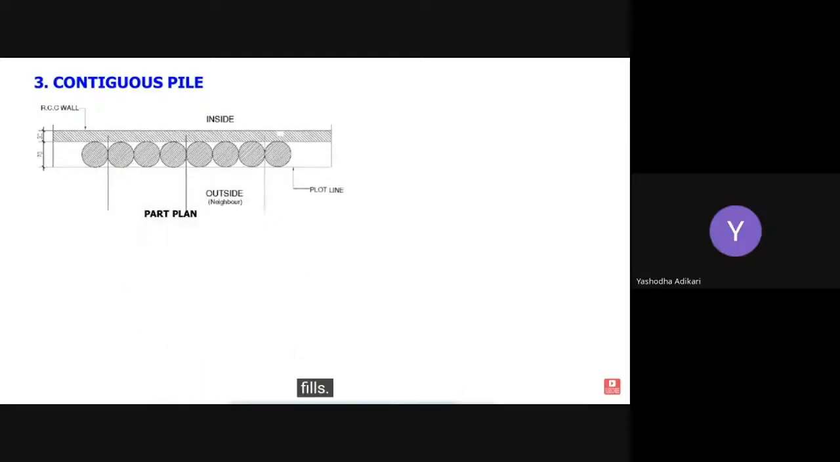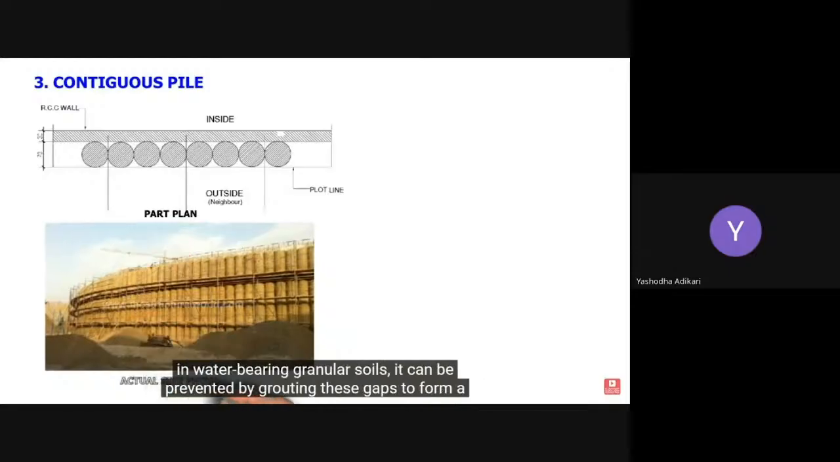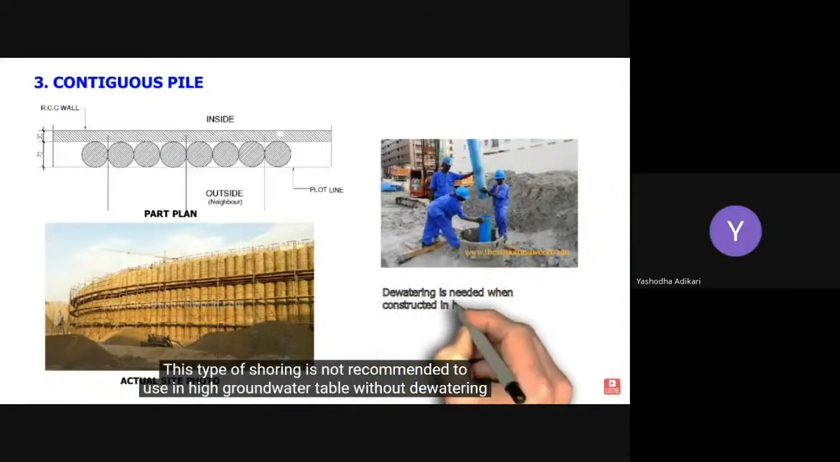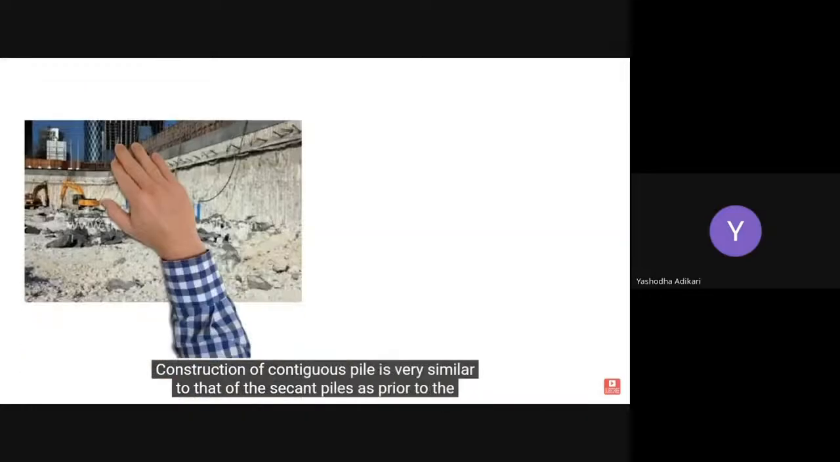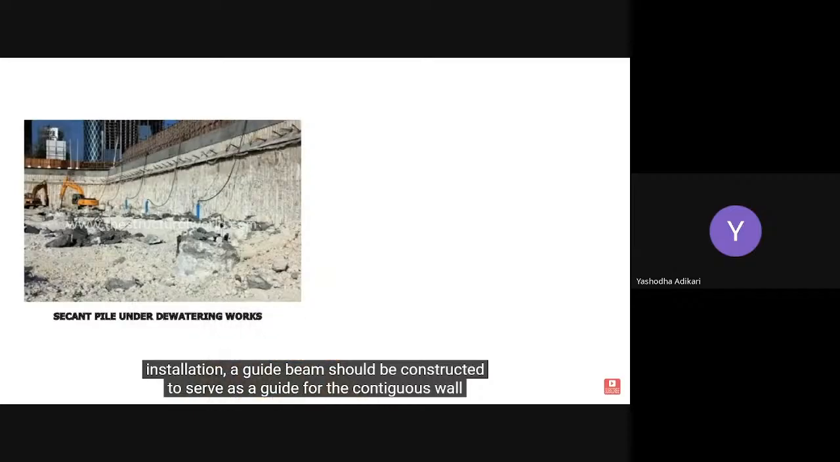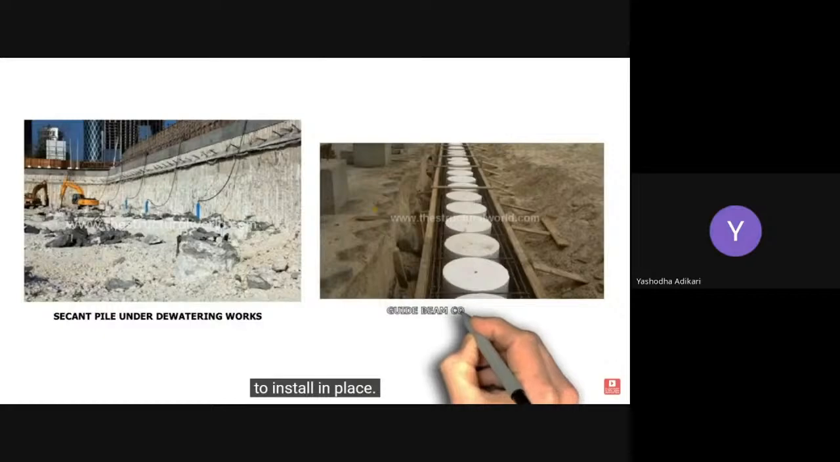Although water seepage between the gaps of the piles is more likely to occur in water-bearing granular soils, it can be prevented by grouting these gaps to form a watertight retaining wall. This type of shoring is not recommended in a high groundwater table without dewatering works. Construction of contiguous piles is very similar to that of secant piles, as prior to the installation, a guide beam should be constructed to serve as a guide for the contiguous wall to be installed in place.